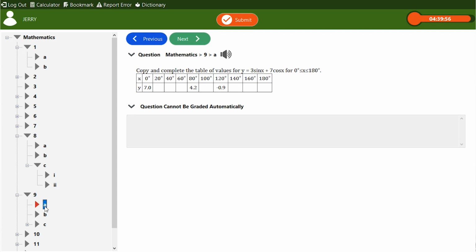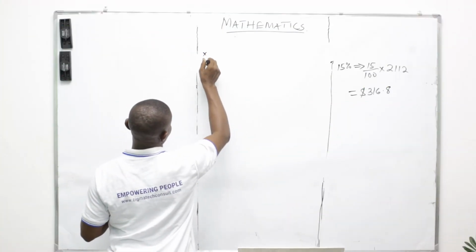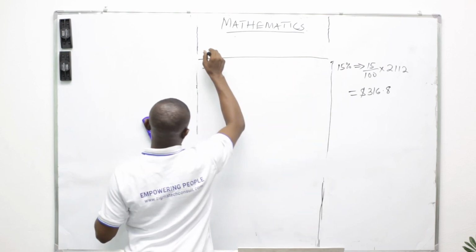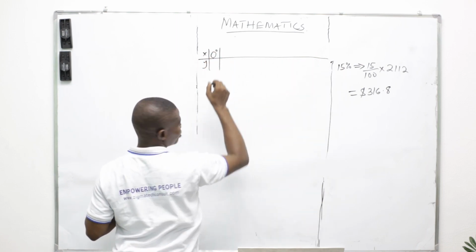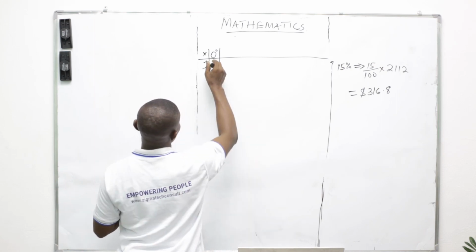Now question number 9. Copy and complete the table of values for y equals 3 sine s plus 7 cos s for 0 degree less than or equal to s less than or equal to 180 degree. Now the instruction is copy and complete. Let us do 9a. I have x, I have y. 0 degree, 7.0.